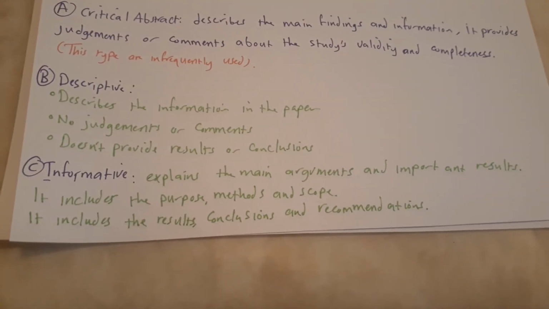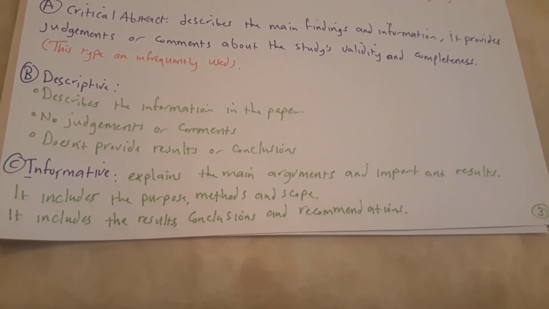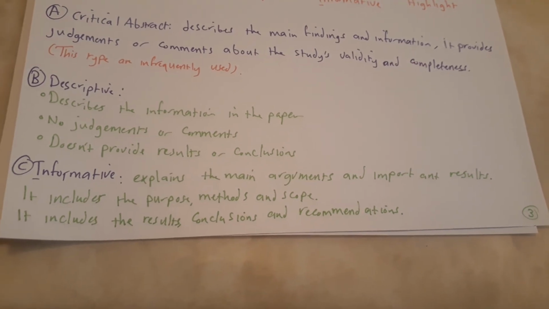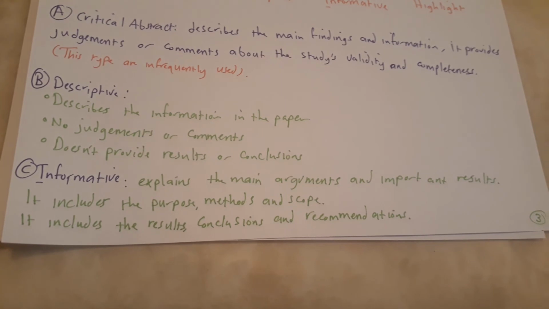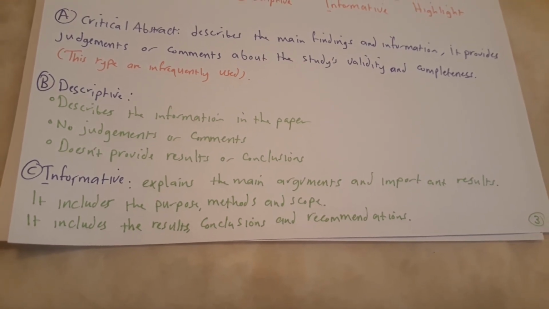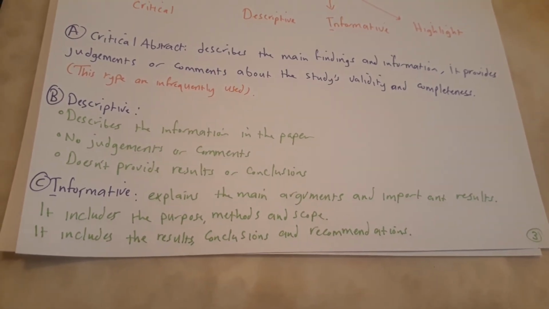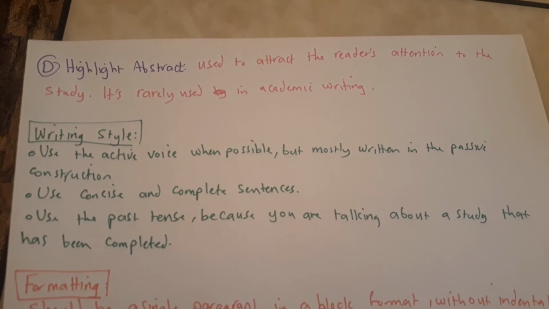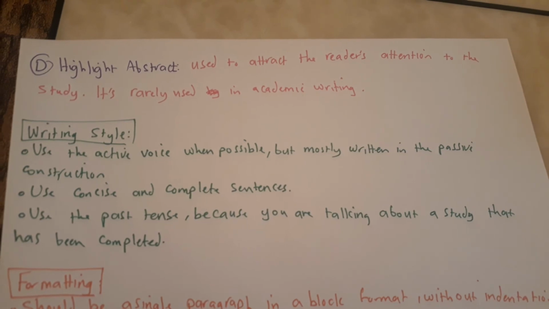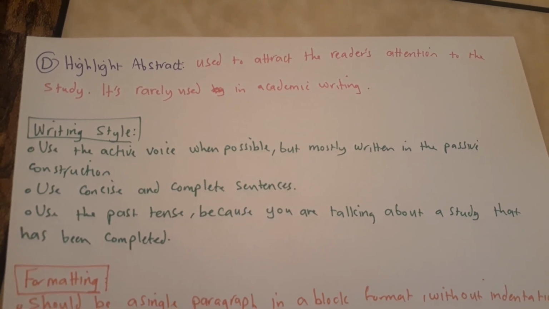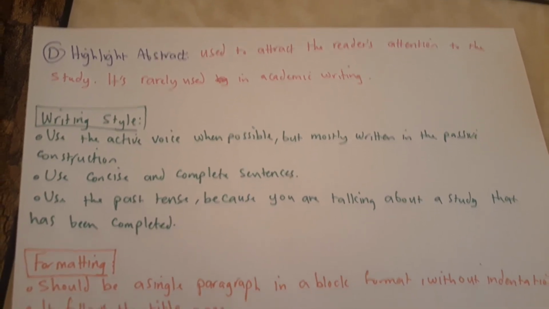Number 3, informative. It explains the main arguments and important results. It includes the purpose, methods, and the scope. Also, it includes the results, conclusions, and recommendations of the researcher. Number 4 is the highlight abstract, which is used to attract the reader's attention to the study, and it is also rarely used in academic writing.